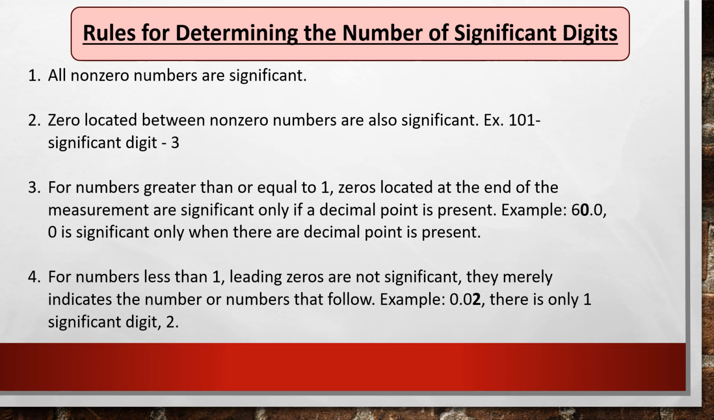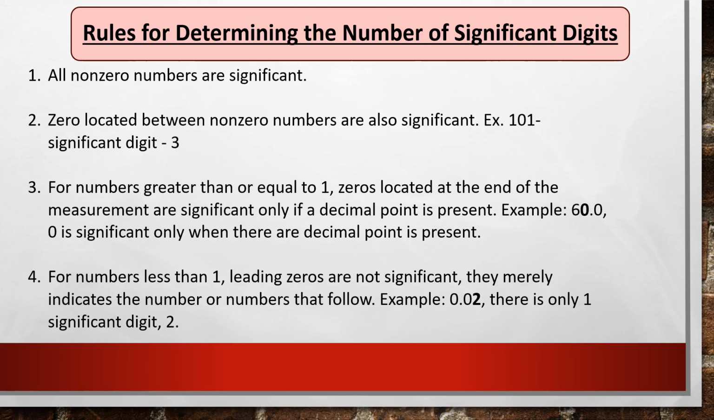Rules for determining the number of significant digits. All non-zero numbers are significant. Zeros located between non-zero numbers are also significant. For example, 101, there are 3 significant digits. For numbers greater than or equal to 1, zeros located at the end of the measurements are significant only if a decimal point is present. For example, 60.0, 0 is significant only when a decimal point is present.